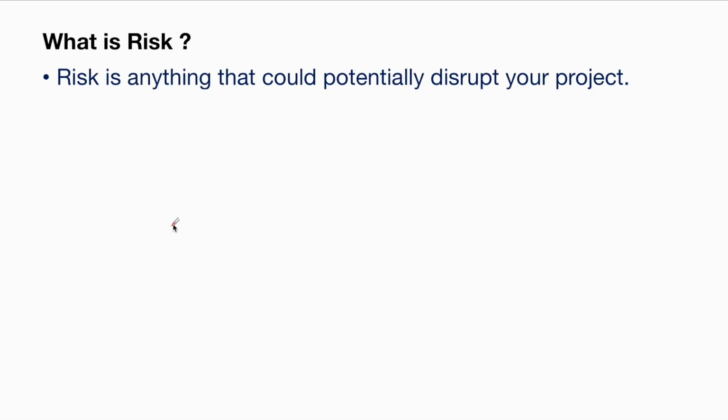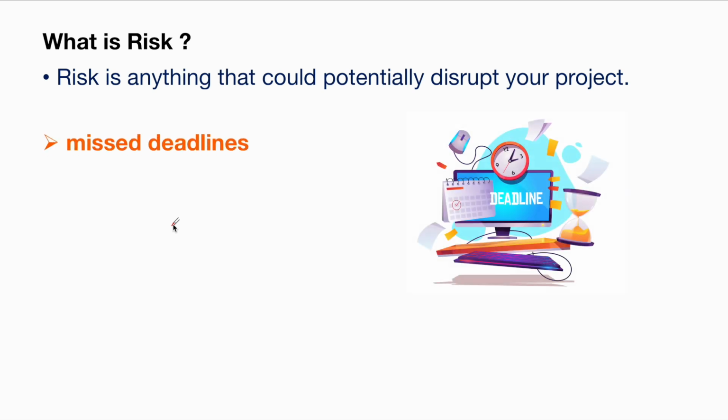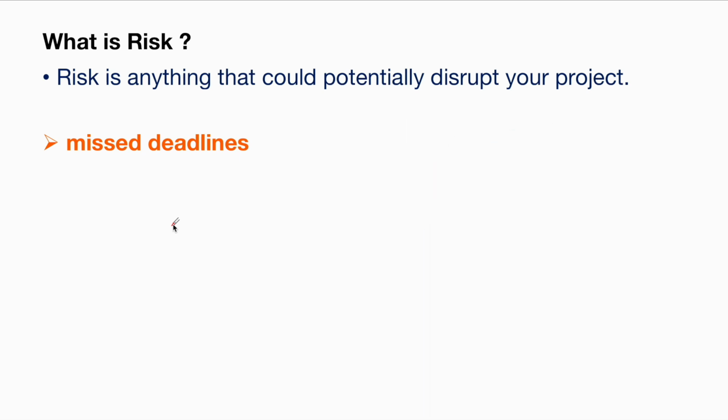What is risk? A risk is anything that could potentially disrupt your project, such as a missed deadline. For example, you might have set 1 month of time to complete the sprint or even a project. Then you are not able to complete within that 1 month time. It means you have missed the deadline. You are crossing the time limit that has been set for the project or a sprint.